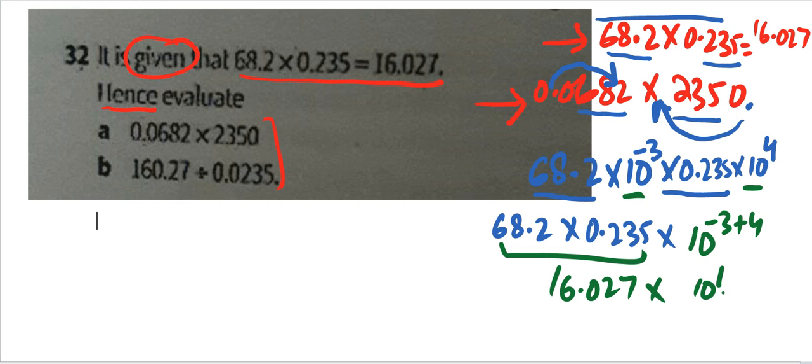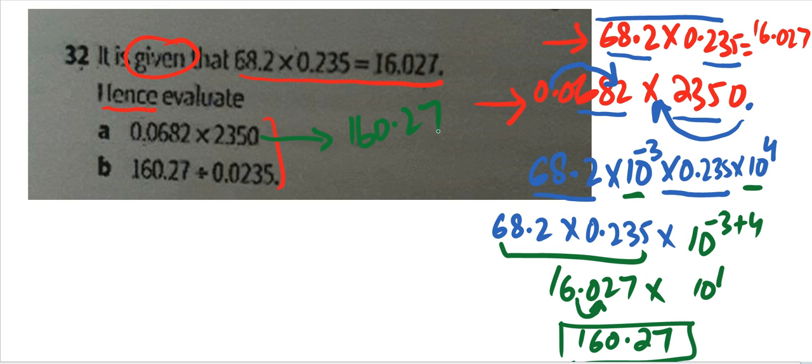Now I want to remove this 10 raised to the power. If I want to decrease this power, I must increase the number, so that will be 160.27. So the answer of this expression is 160.27. Similarly, you can solve the second part.